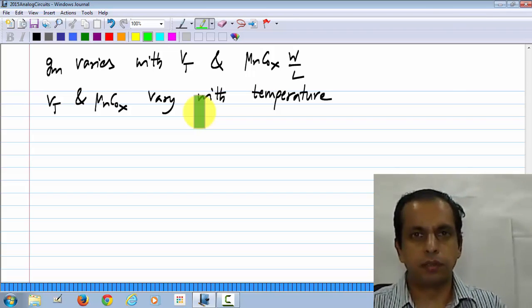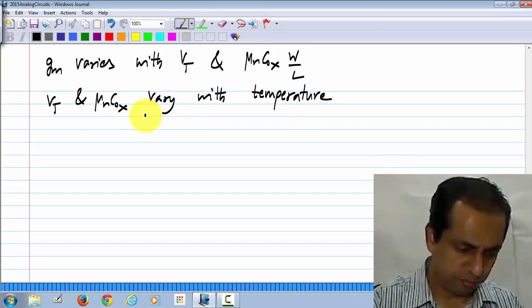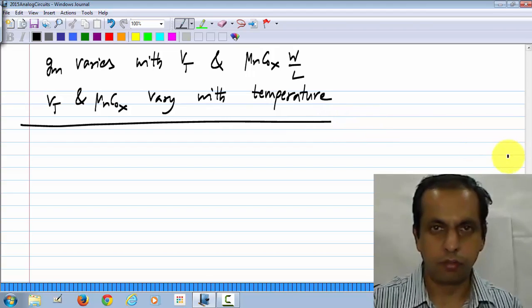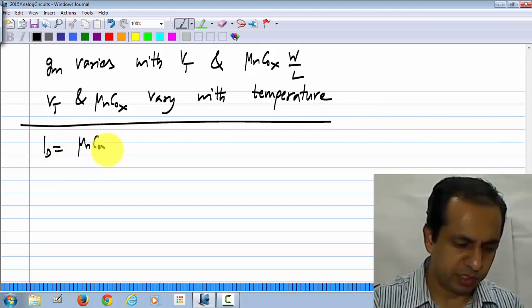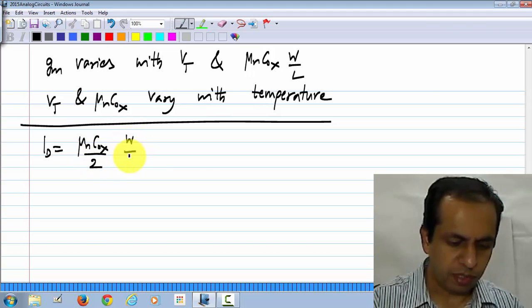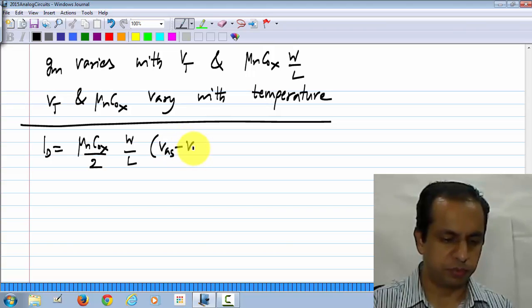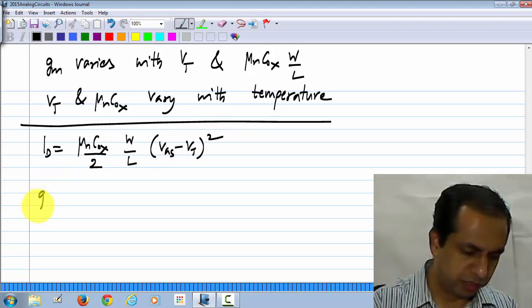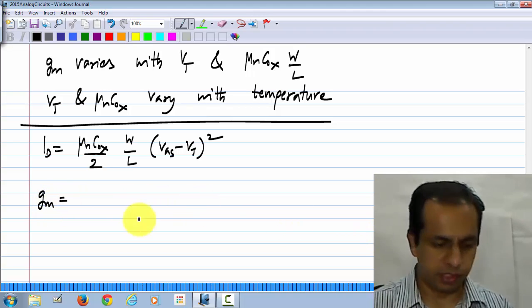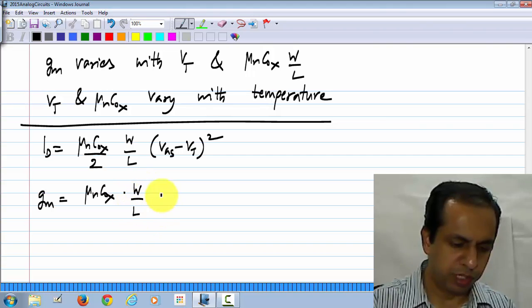So for this, let's examine the expression for GM. For ID, I will use the simpler expression without channel length modulation or lambda. So this is VGS minus VT square times the current factor, and GM, the expression we have been using, is mu and Cox W by L VGS minus VT.